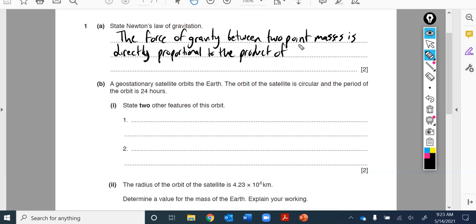Isn't that what geostationary is? Nope, I'm just stating Newton's law of gravitation right now.